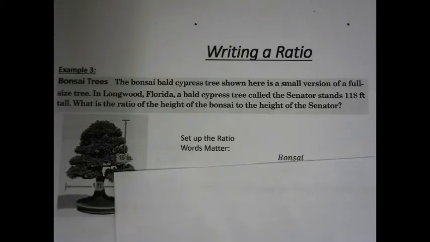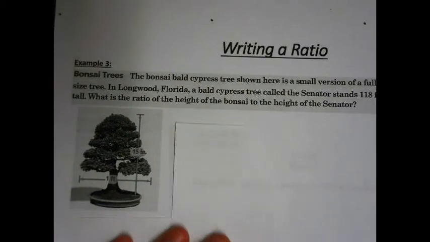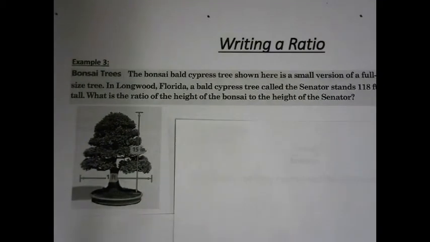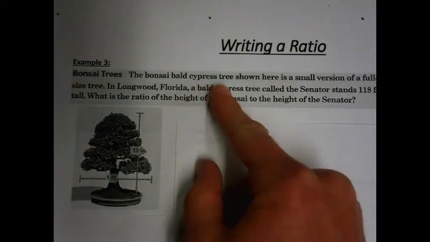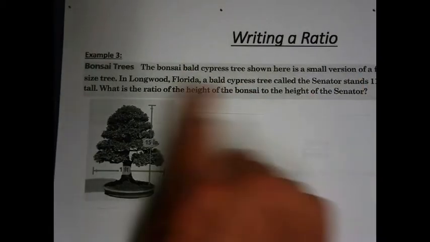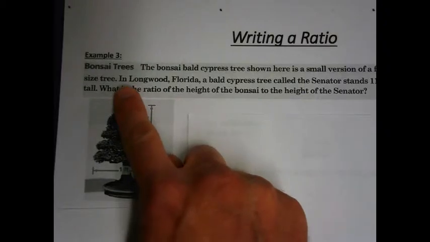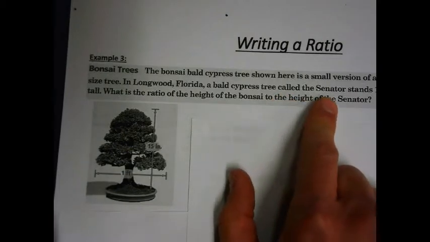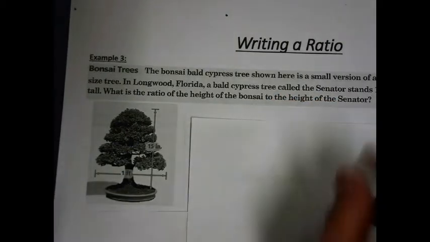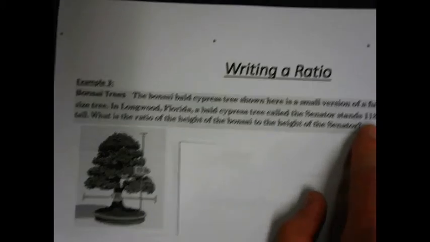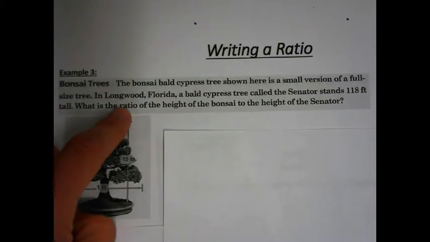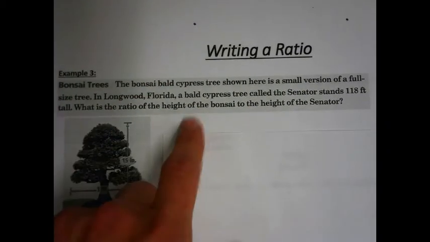Okay. So here's an example. We're going to write a ratio. Bonsai trees. The bonsai bald cypress tree shown here is a small version of a full-size tree. Now, in Longwood, Florida, a bald cypress tree called the Senator, we have a tree around here we're used to anyway, stands 118 feet tall. So the actual tree is 118 feet tall. What's the ratio of the height of the bonsai, this little guy, to the height of the Senator?